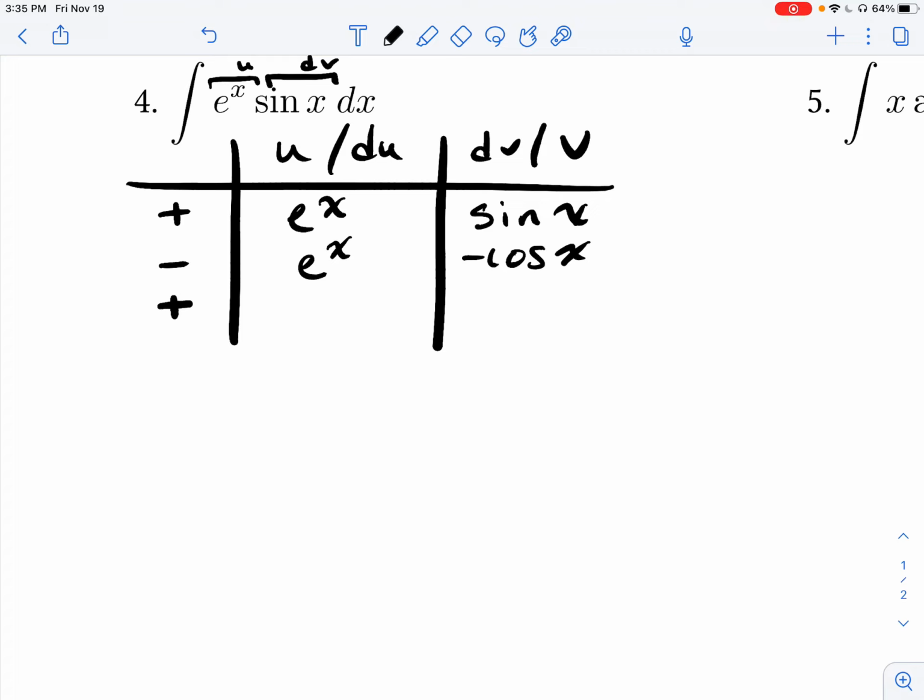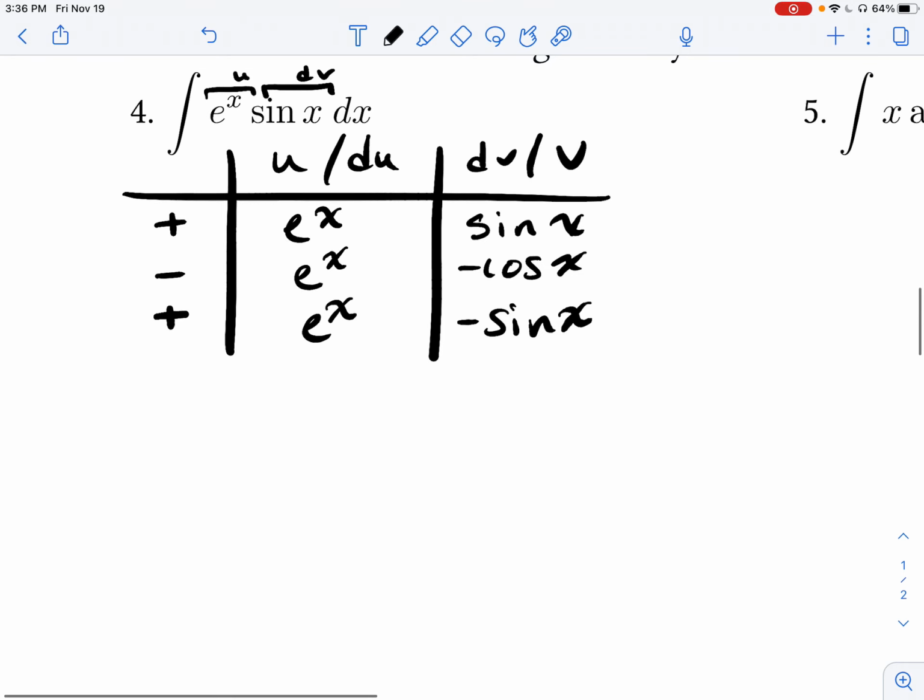The derivative of e to the x is, again, e to the x, and the integral is going to be negative sine x. And you probably can see where this is going. We are going to end up in an infinite loop here because the derivative will never get down to anything other than e to the x, and the integral will always be some positive or negative form of either sine or cosine.